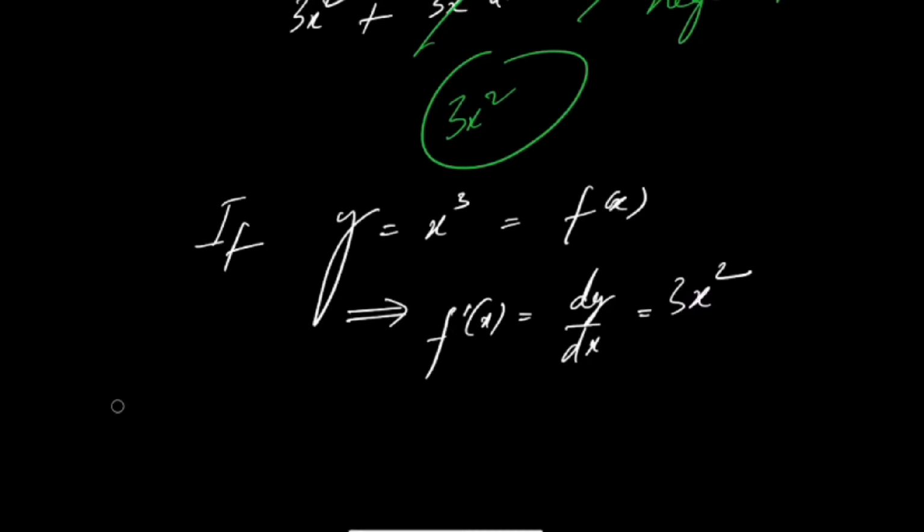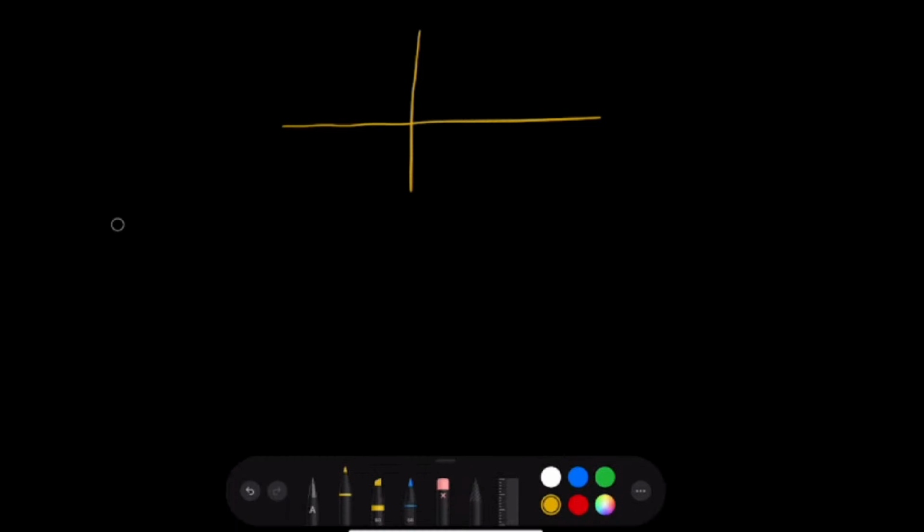But before that, let us check the graph, whether graphically it is correct or not. So what was the graph of x cube? The graph of x cube was something like this. This was the graph of y versus x. This is y equals x cube.